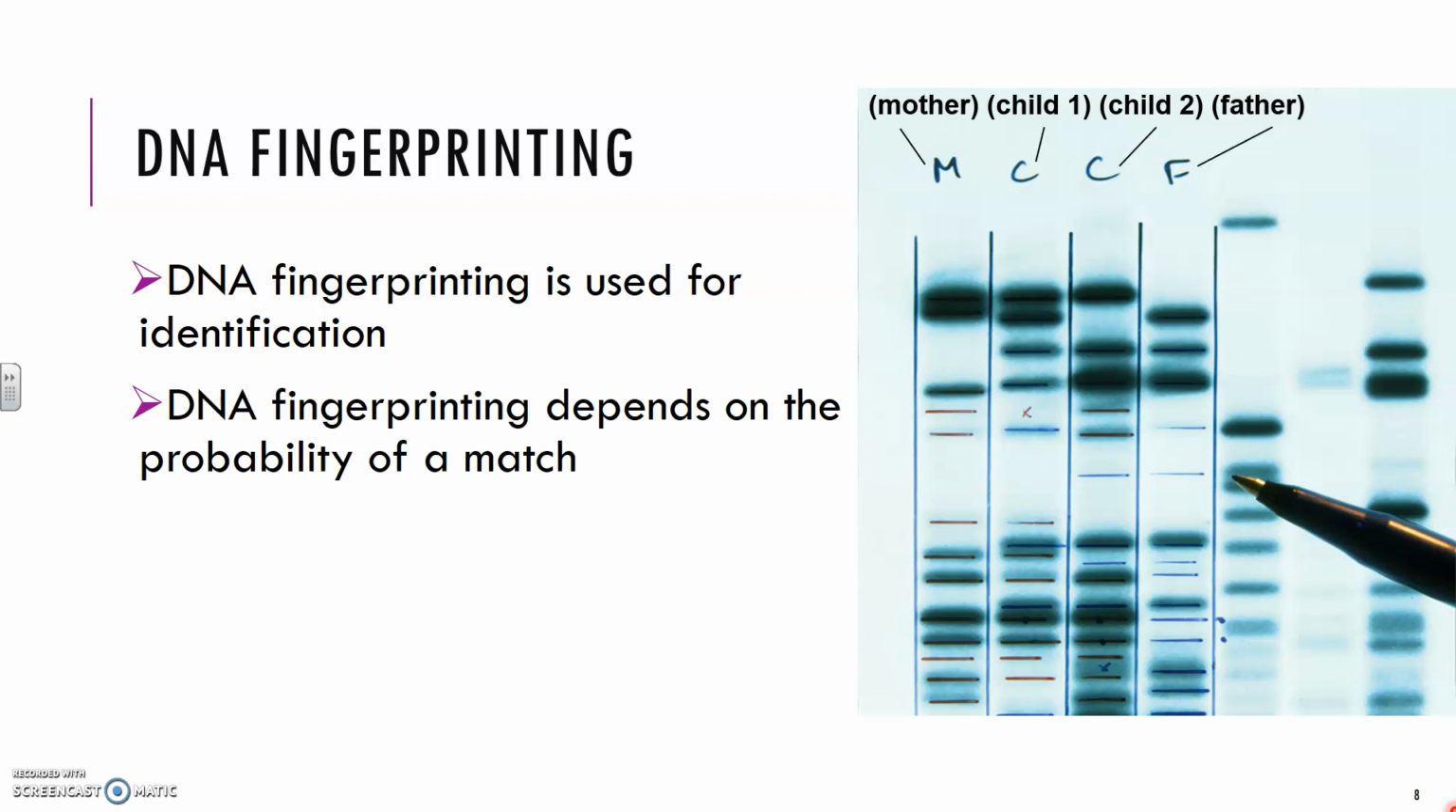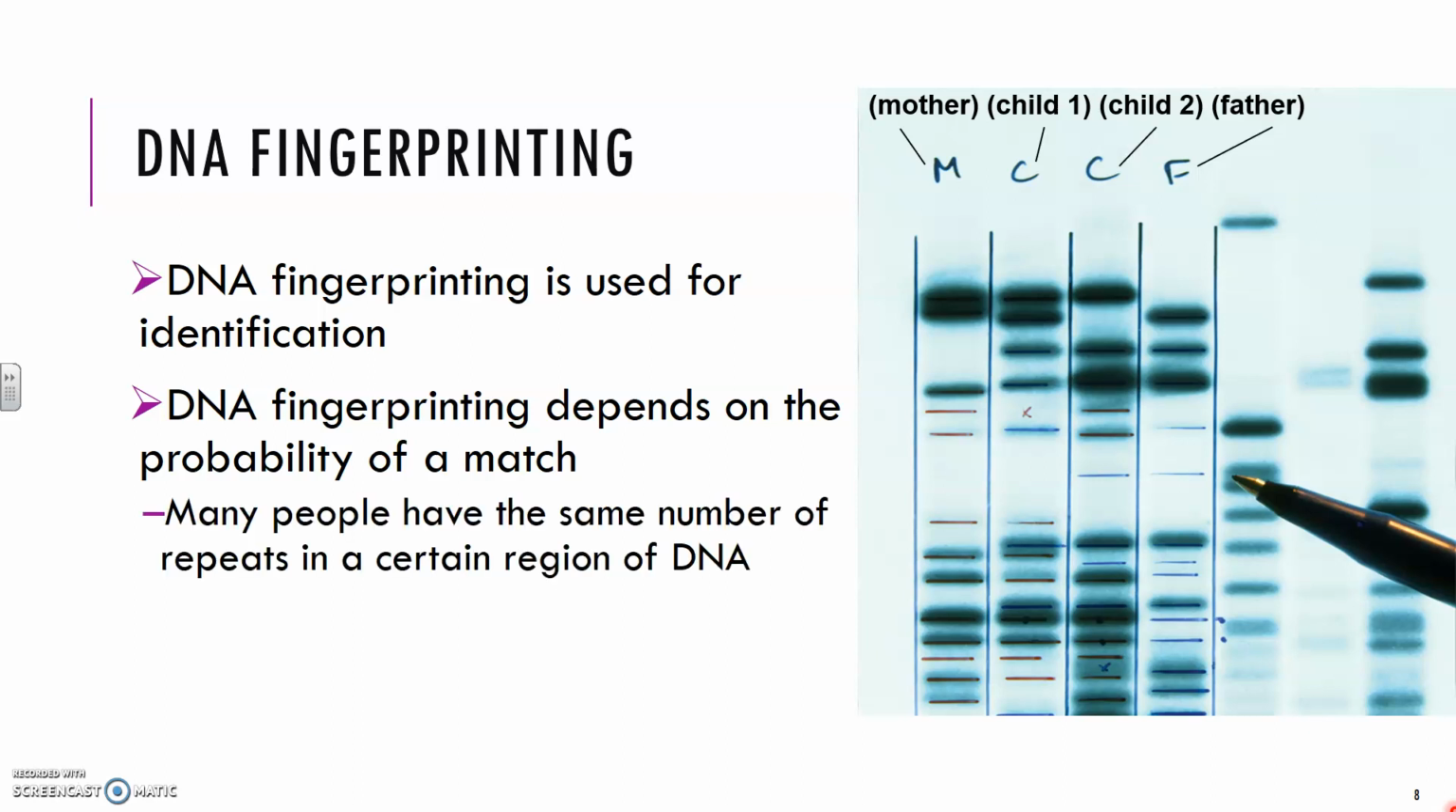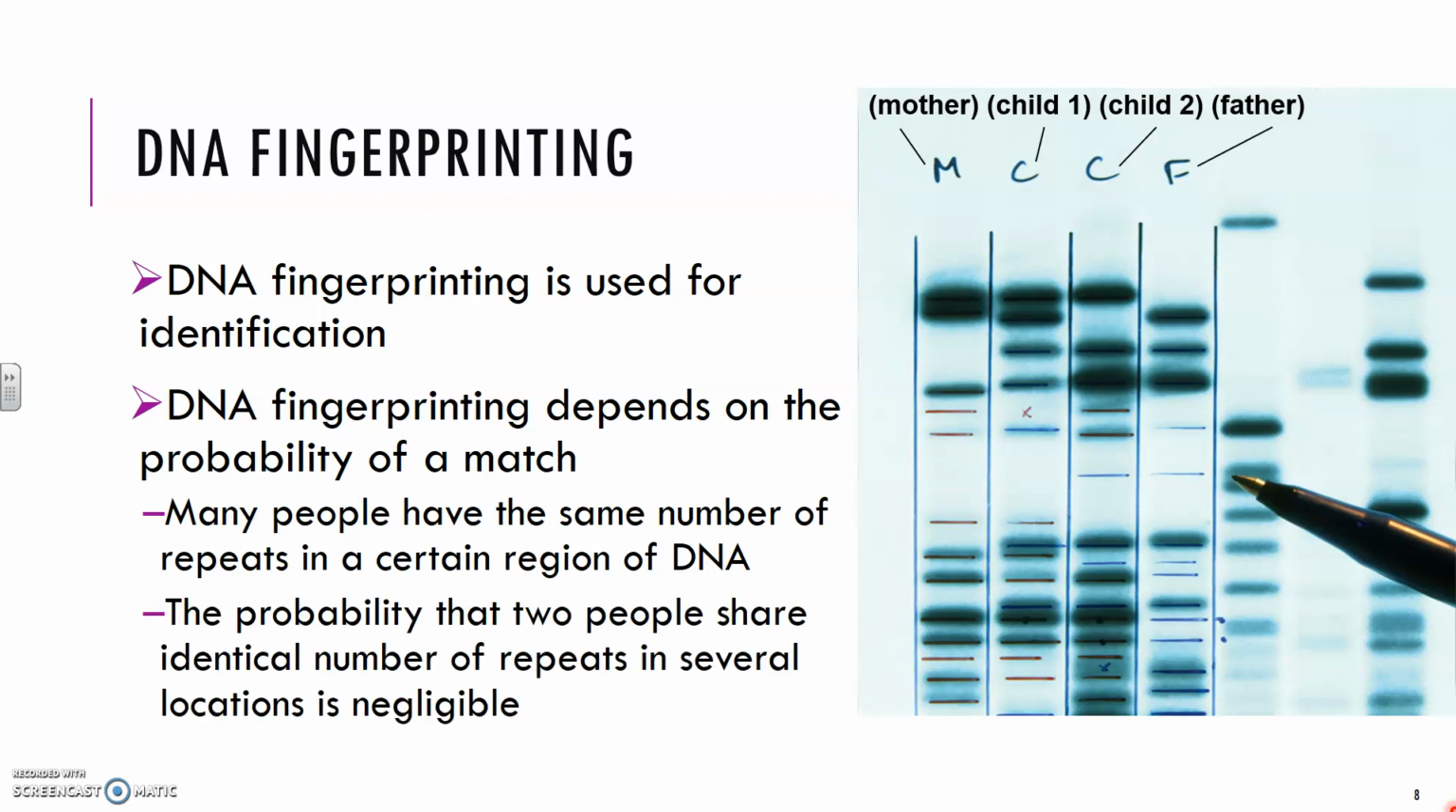So DNA fingerprinting depends on the probability of a match. So we're going to look at the probability. You don't have to calculate this. Okay. So many people have the same number of repeats in a single region of DNA. So like we saw in the previous slide, we had 2 different people and they had 4 repeat segments and 3 repeat segments. Okay. But what you'll notice is that the other 2 repeats that we looked at were not identical between the 2 people. Okay? So the probability that 2 people share identical number of repeats in several locations is negligible.